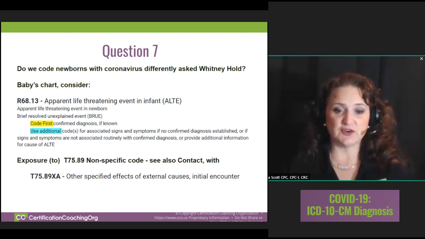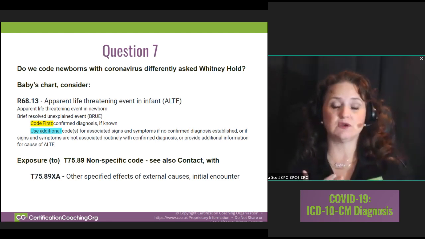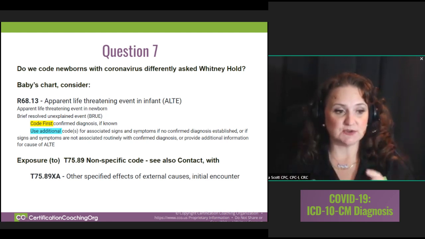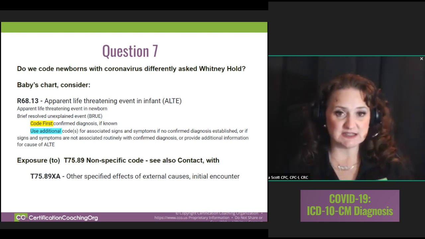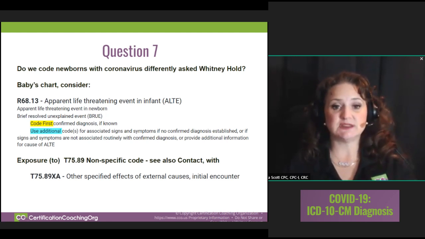So it says confirm diagnosis if known. So then you could use the COVID codes. Use any additional signs and symptoms if you don't have the code. So if we don't know it's COVID, but they have signs and symptoms, but this to me, a pandemic where the mother's been exposed or the mother has it, I would think that this might be a code you want to consider. I've never used this code. So again, bring it up, go to your compliance group, do your huddle and say, is this an option for us if we're OBGYN, we're having babies, and see what they say.